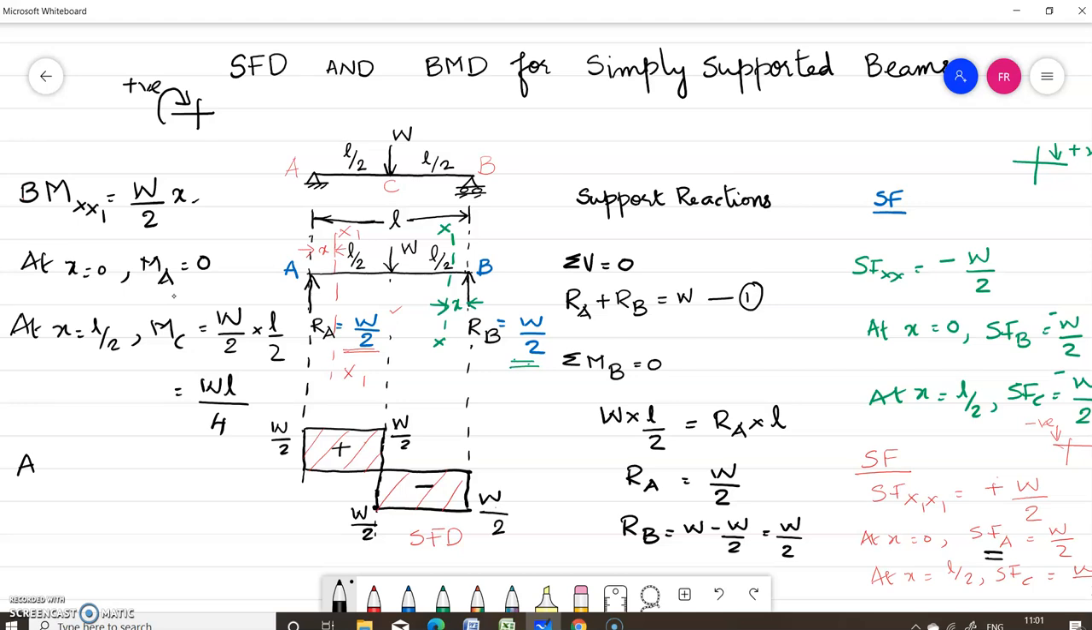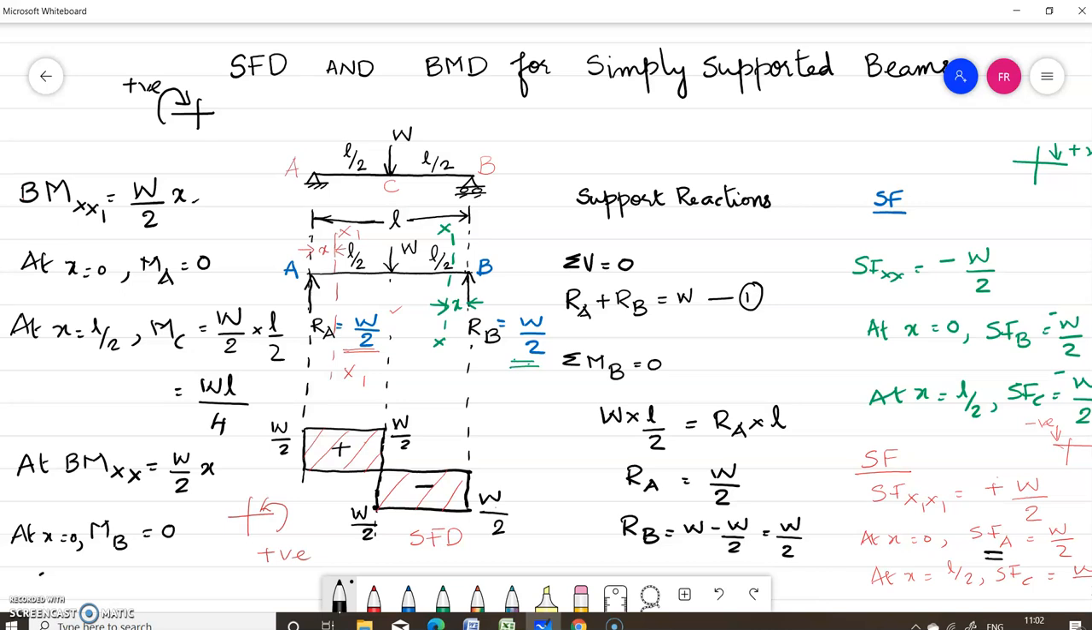Now what is the bending moment at section x, that is this green line? What is this bending moment? It is again W by 2 into x. Now what is our sign concept? Our sign concept is left anti-clockwise is positive. So again here you can write bending moment at x is equal to W by 2 into x, which is also positive. Now at x equal to 0, that is M at B, this is equal to 0.